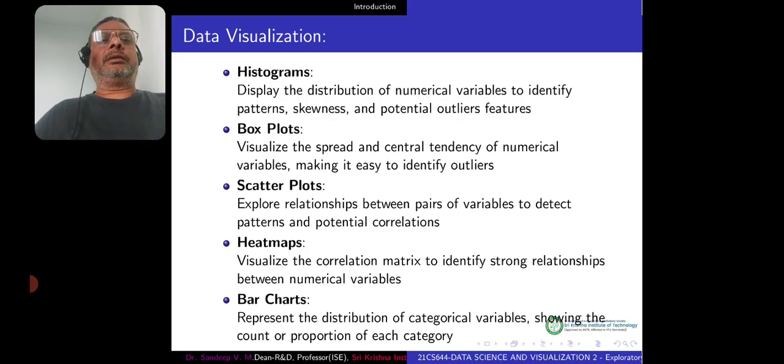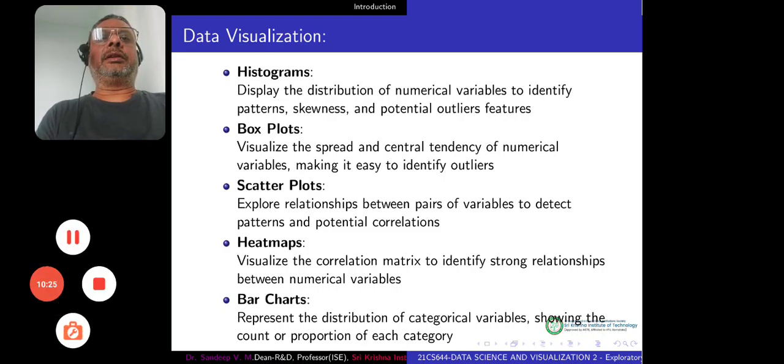Then we have a bar chart that represents the distribution of the categorical variables. Histogram is for numerical variables, whereas bar chart is for categorical variables. So how much of each category of data is available in the data, so that shows either the count or proportion of each category. So those are some visualization techniques that are available. More details we see in the coming sessions. So till then, keep watching. Thank you.